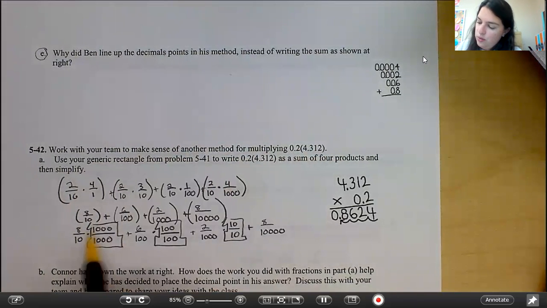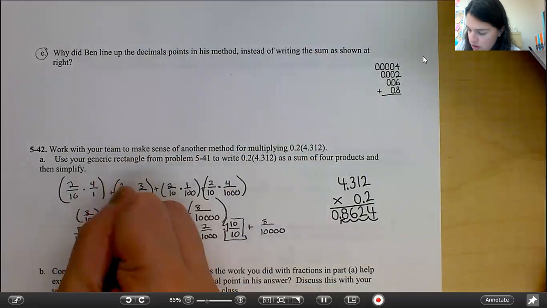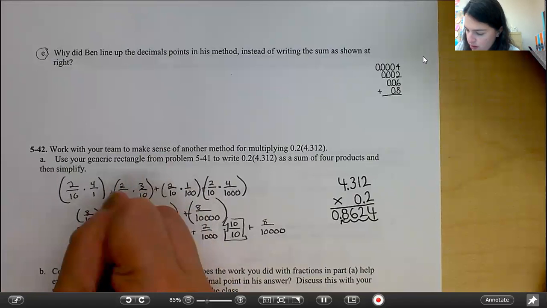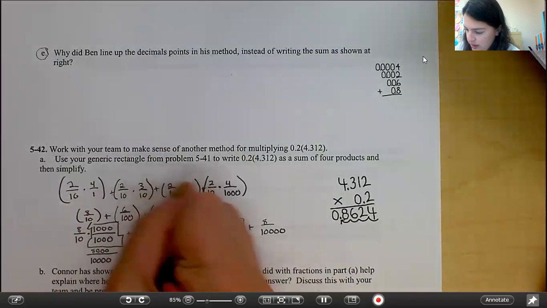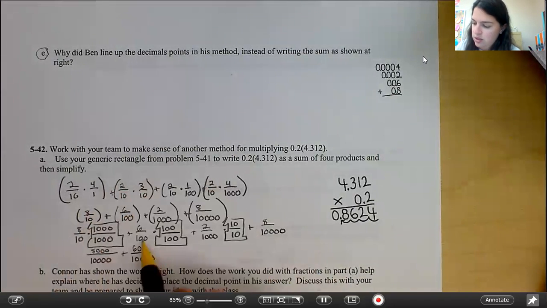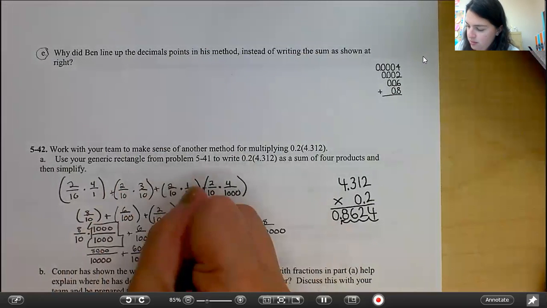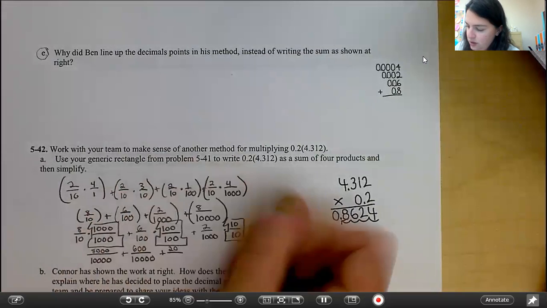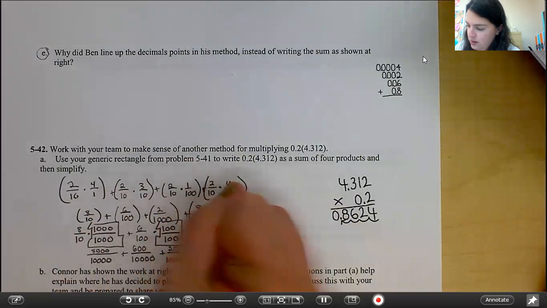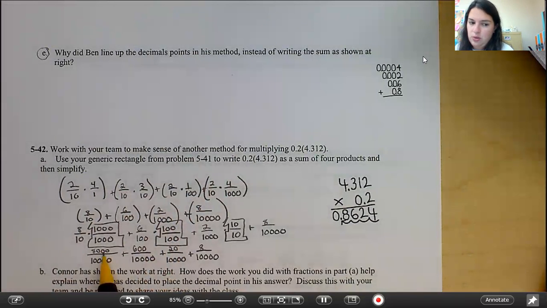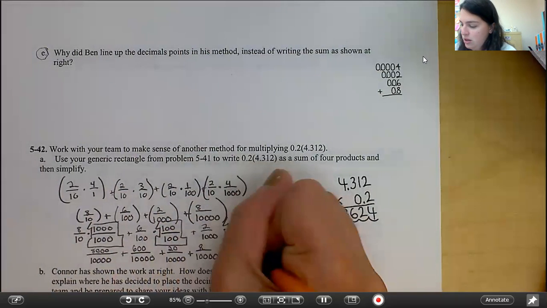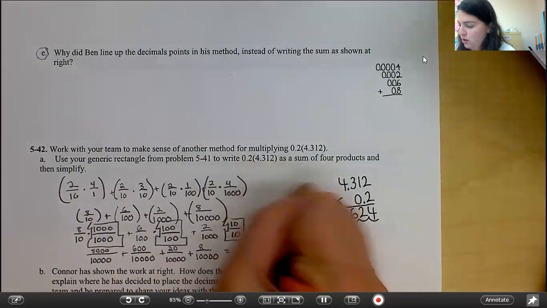So we have 8 times 1,000, which is 8,000, over our common denominator of 10,000. 6 times 100, 600, over 10,000, because 100 times 100 is 10,000, plus 2 times 10 is 20, over 10,000, plus 8 over 10,000. So now we need to add our numerators. 8,000 plus 600 is 8,600, plus 20 is 8,620, plus 8. So that would be 8,628 over 10,000.